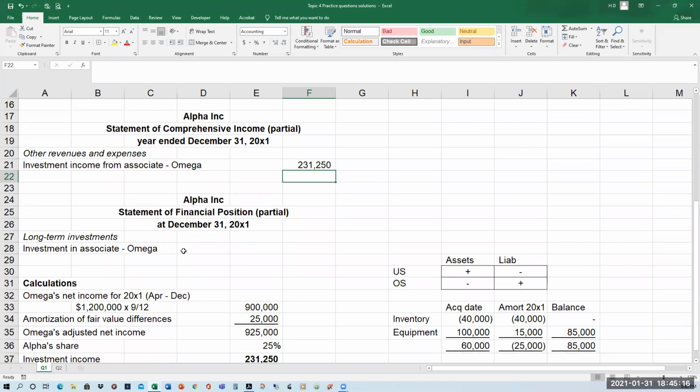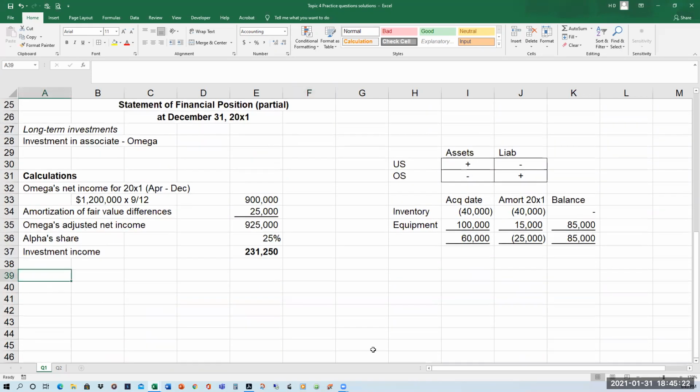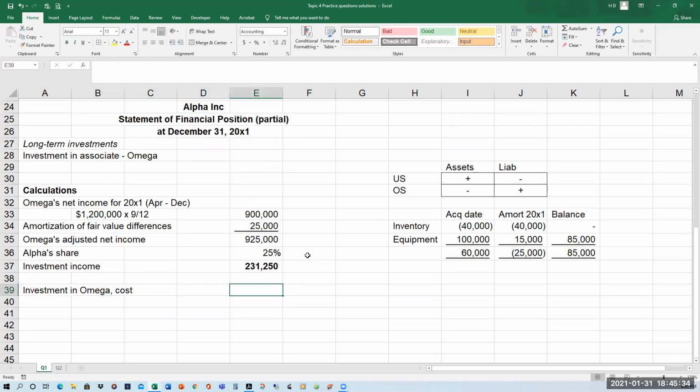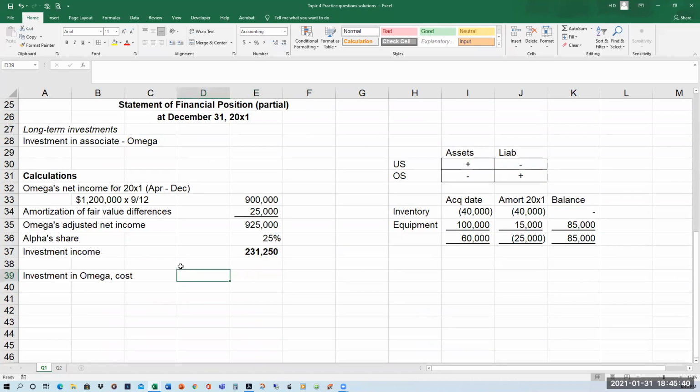Now, next thing to figure out is what's the investment account. So how do we do that? Well, for that, we have to calculate the investment account. So starting investment in Omega at cost, right? So the cost was we bought, or Alpha rather, bought 50,000 shares at $20 a share. So 50,000 shares at $20.